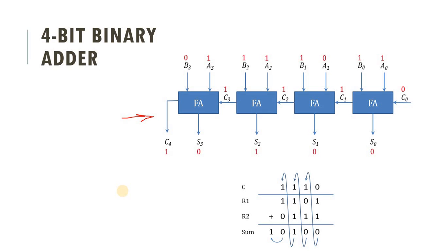One thing needs to be remembered: the number of full adders required is equal to the number of bits in the register. So this circuit diagram, this implementation, is called the 4-bit binary adder, because we are adding 4 bits. Suppose you are adding 8-bit binary numbers. At that time you require 8 full adders, and that implementation is called the 8-bit binary adder. So I hope now this is clear.